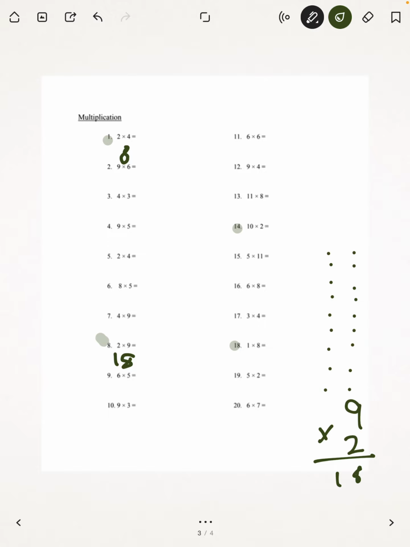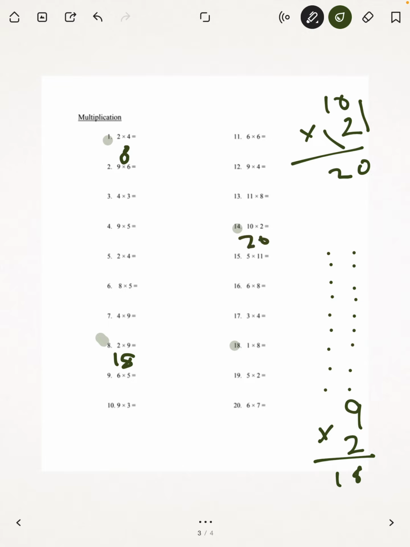10 times 2, that basically means 10 plus 10, or 2 plus 2 plus 2, 10 times. Or you could do 10 times 2. You multiply like this, and then you multiply like this. So it's just 2 times 0 equals 0. 2 times 1 equals 2, and so it's 20.